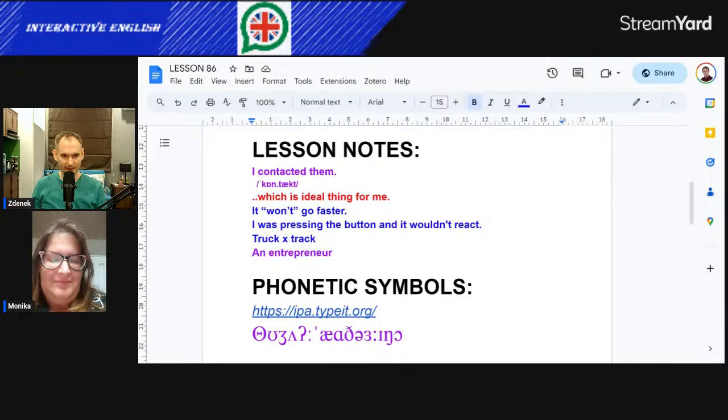So, in the second case, I was pressing the button and it wouldn't react. It's the same thing, past tense. If you're talking in the past, you have to say wouldn't instead of won't. And in this case, it has exactly the same meaning. It's used in exactly the same way. It's unwilling to react. Basically, it was unwilling to do anything.